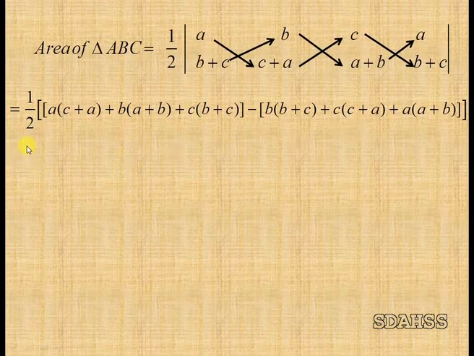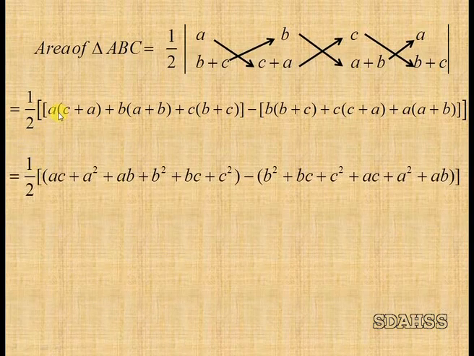Then multiply, equal to half into a into ac plus a into a square, plus multiply the b inside the bracket: ba plus b square plus bc, plus c into c square, minus, here also multiply the alphabet inside the bracket: b into b square plus bc, plus c into c square, plus c into ac, plus a into a square, plus a into b, ab.